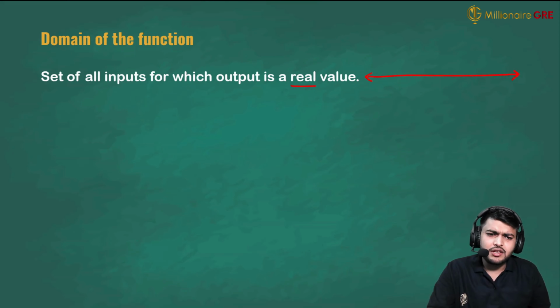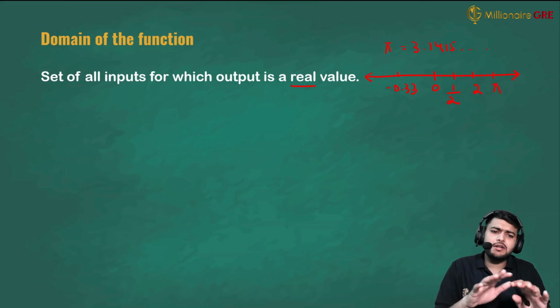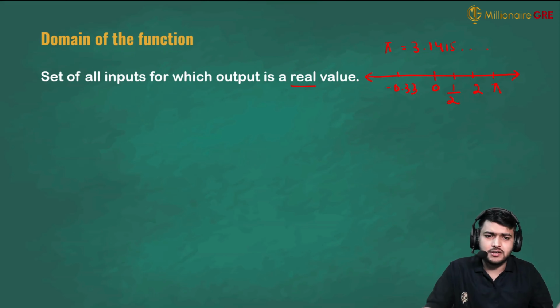For instance, 0. You can plot 0 on the number line. You can plot 2 on the number line. You can plot 1 by 2 on the number line. You can plot minus 0.33 on the number line. You can plot pi, which is 3.1415 something. You can plot this on the number line. Pi would be somewhere here. So all these numbers are real. All these numbers exist.